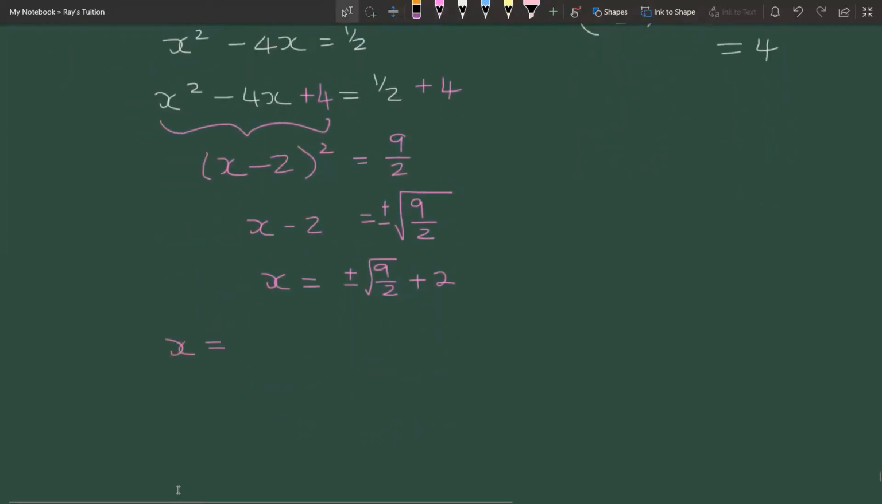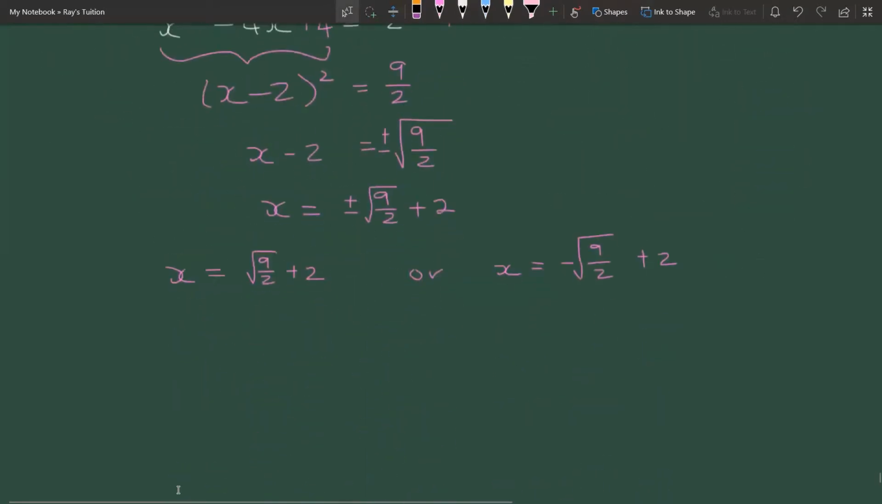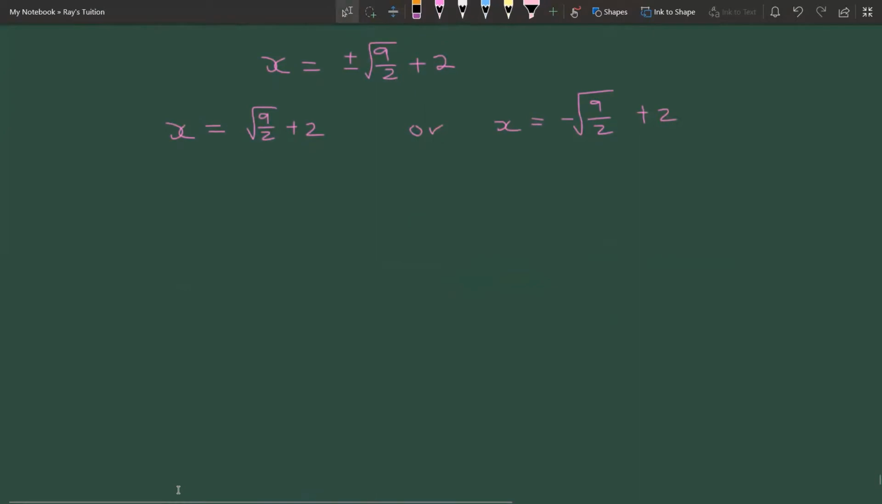The first one is x is equal to positive root 9/2 plus 2. And then the other one is x is equal to negative root 9/2 plus 2. You can put this answer in whichever form they then requested, whether it is simplest surd form, or rounding off to the first, second or third decimal place. You can do whatever they have requested. Let us do the third one and let us see if you have understood.